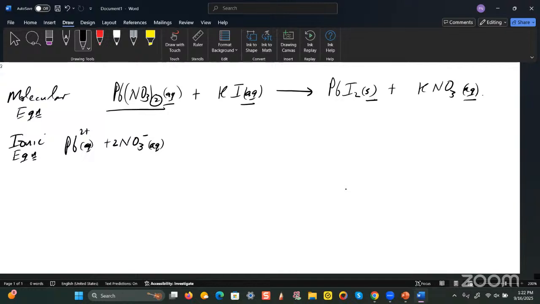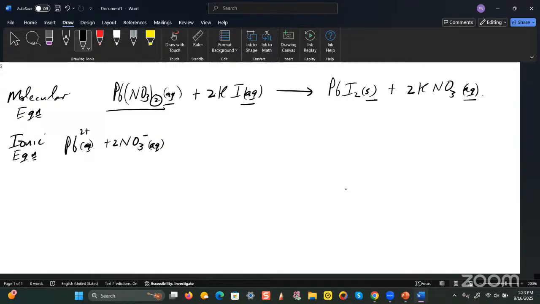Then, oh, before we do that, I forgot one important thing. And that is we needed to balance this equation to begin with, right? How could I forget? Okay, so to balance this, we need a 2 here, we need a 2 here, right? So that's very important, right?